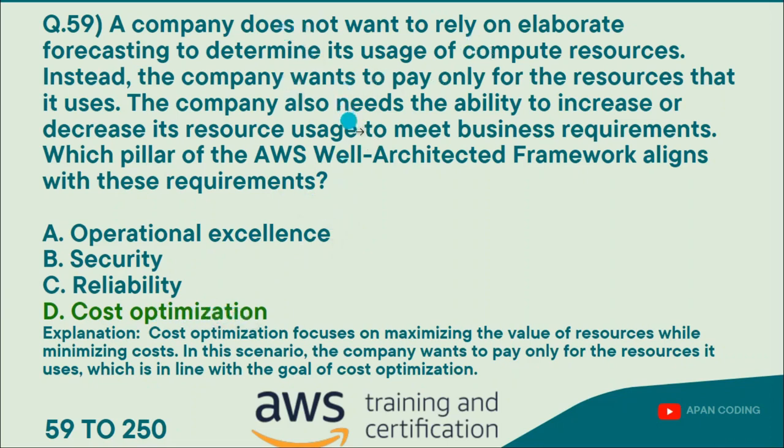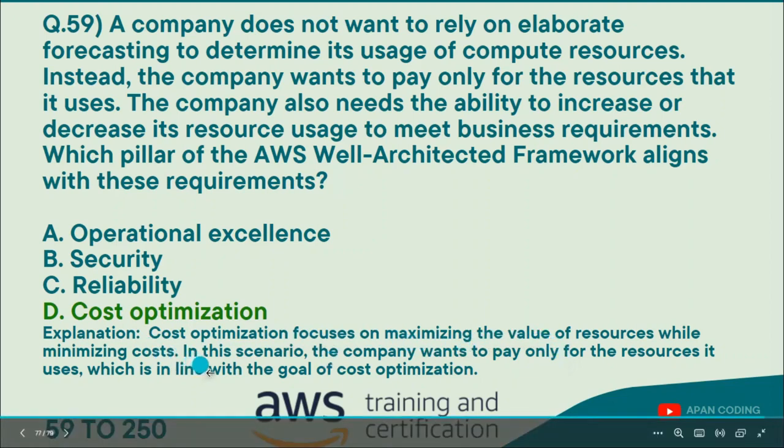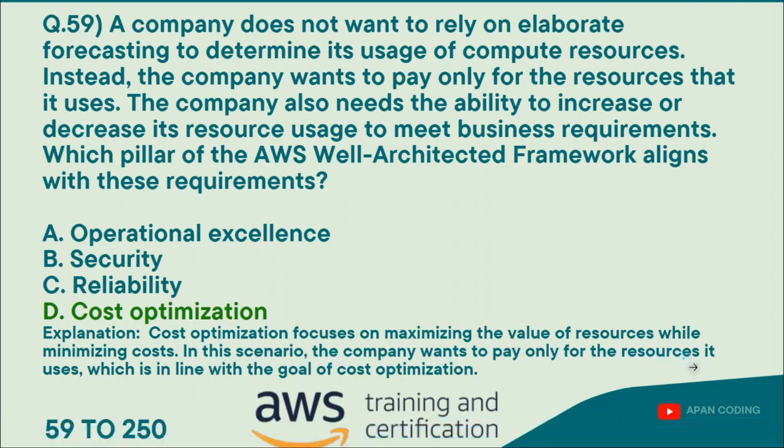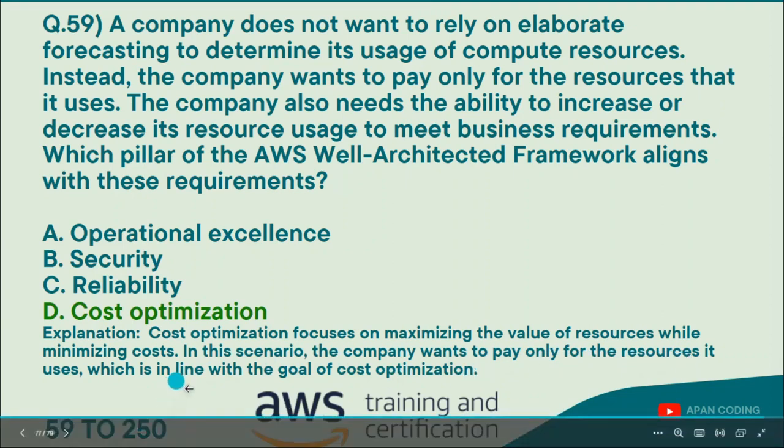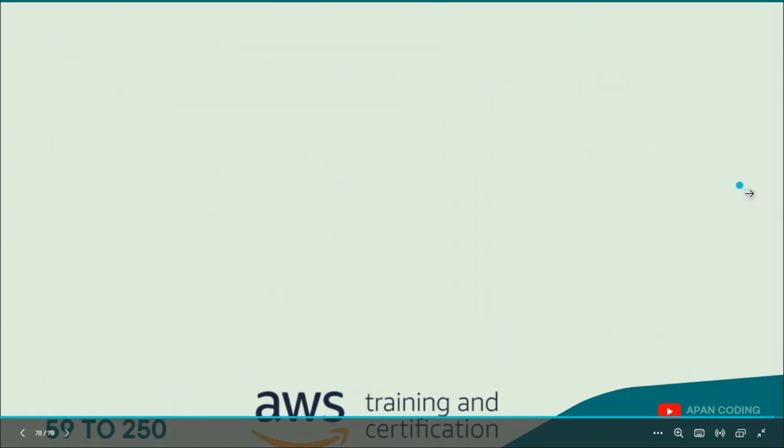Without cost optimization, friends, they cannot survive on the AWS platform. Cost optimization is very important because they will use multiple EC2 instances and other services. So explanation is here. Cost optimization focuses on maximizing the value of resources while minimizing cost. In this scenario, the company wants to pay only for the resources it uses. It's very simple. Whichever service they use, that will be paid. This is in line with the goal of cost optimization. Okay, friends, now move on to the question number 60.